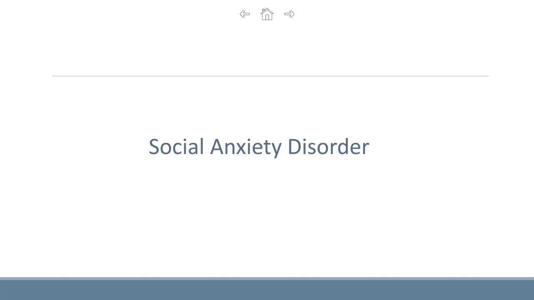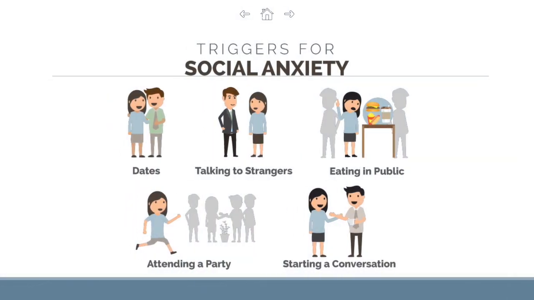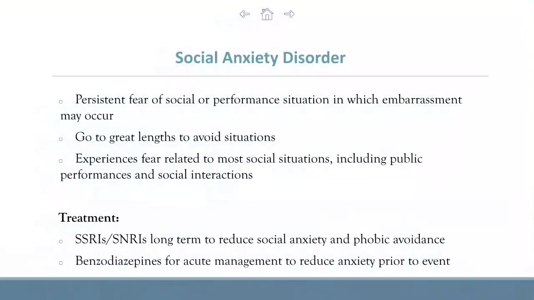Moving on to social anxiety disorder. What is a social anxiety disorder? This is someone who has an extreme amount of anxiety when they're in a situation where they have to be social. This could be going on dates, talking to strangers, eating out in public, attending parties, or starting conversations. And this is a persistent fear of social or performance situations in which embarrassment might occur, and they go to great lengths to avoid these situations. They experience fear related to most social situations, including public performances and social interactions.